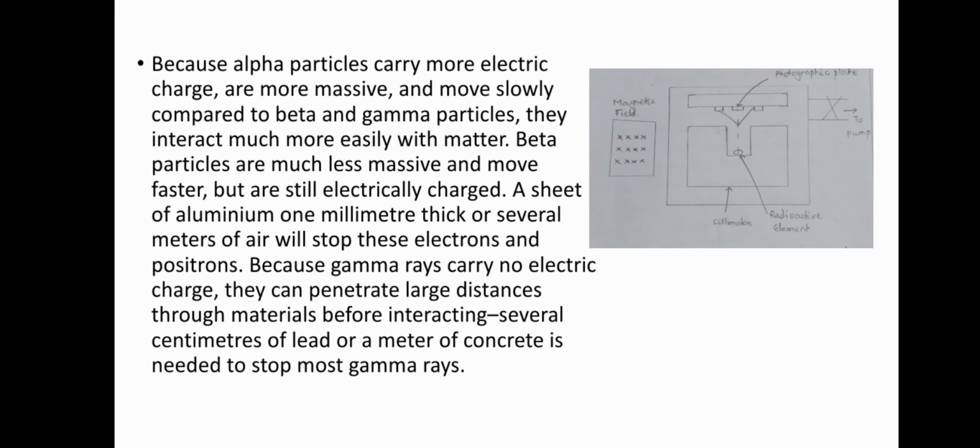Because alpha particles carry more electric charge, are more massive, and move slowly compared to beta and gamma particles, they interact much more easily with matter. Beta particles are much less massive and move faster but are still electrically charged. A sheet of aluminum 1 millimeter thick or several meters of air will stop these electrons and positrons. Because gamma rays carry no electric charge, they can penetrate large distances through materials before interacting. Several centimeters of lead to a meter of concrete is needed to stop most gamma rays.